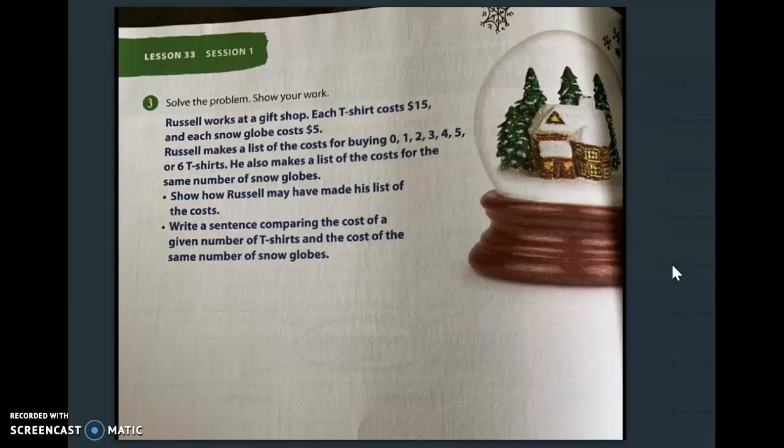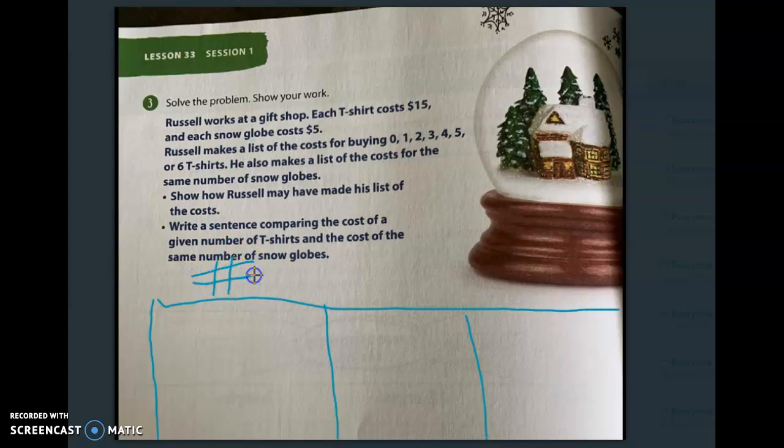Russell makes a list of costs for buying 0 to 6 t-shirts, and he does the same thing for the snow globes. So whenever you see a question like this, I want you to draw out a table. Now my space is not very big, so I'm only probably going to go up to 4. But I'm going to start at 0. I'm going to make my 3 columns like I did earlier. And I have the number of items here.